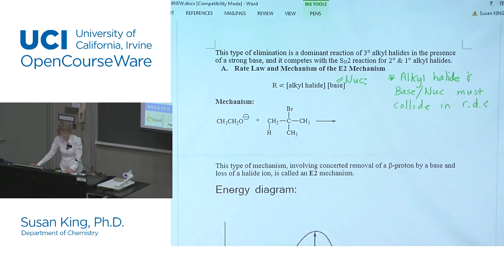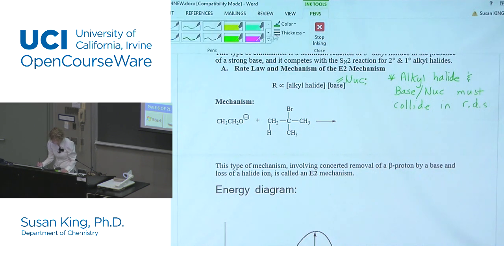All right, so here's our mechanism. And so we know that in this case our base slash nucleophile is ethoxide, and we know that it has to collide with the alkyl halide in the rate determining step. And so that's what we have going on here.